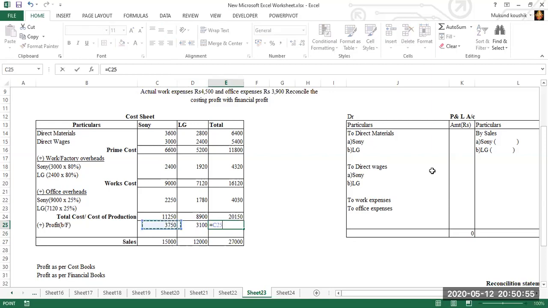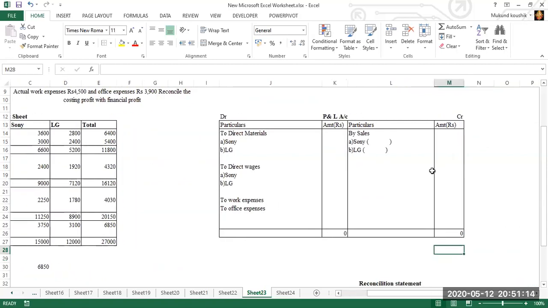So the total profit of both the companies, Sony and LG put together, will be 6,850. So 6,850 is the profit as per your costing book. Profit as per costing book is how much? 6,850. Now the first step is completed, that we have found out the profit as per costing book.